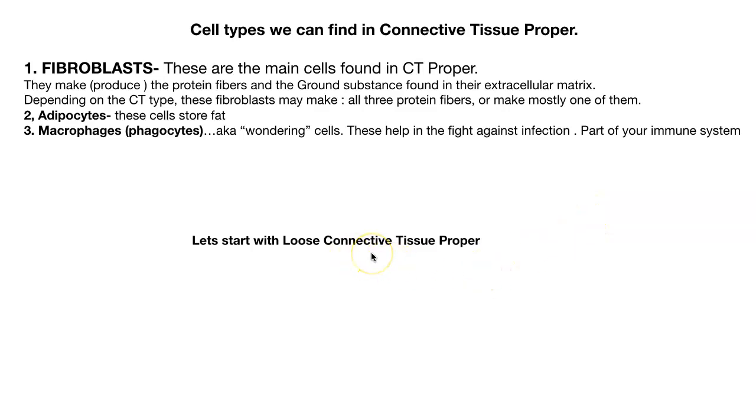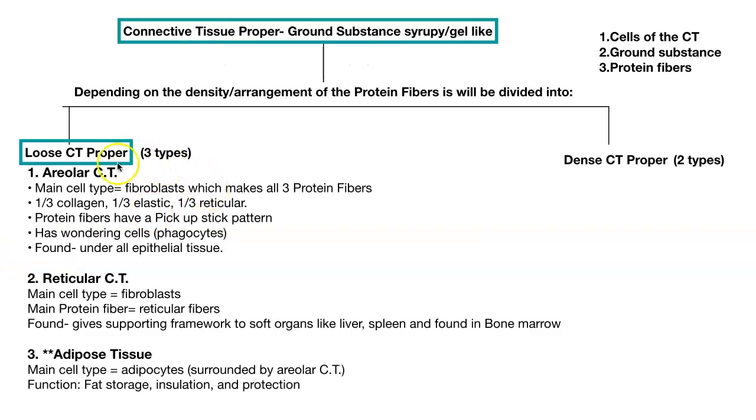So now we're going to look at connective tissue proper. We're going to start with our loose connective tissue proper. We have 3 types of loose connective tissue proper. The first one, and this is a good idea to make index cards with this information, is areolar connective tissue. The main cell type is going to be the fibroblasts. And the fibroblasts in areolar connective tissue make all three protein fibers.